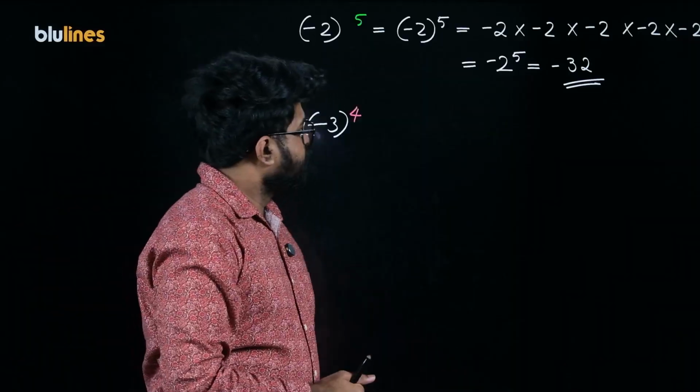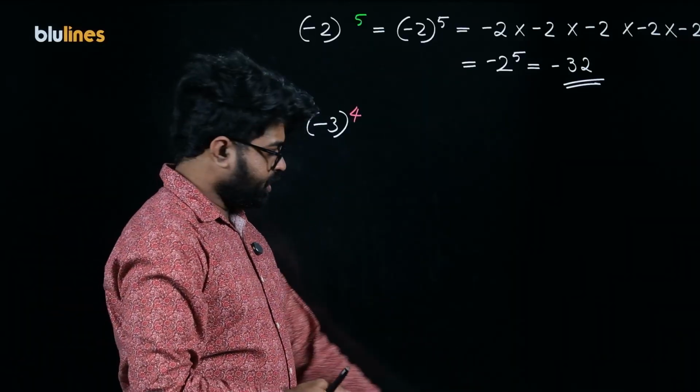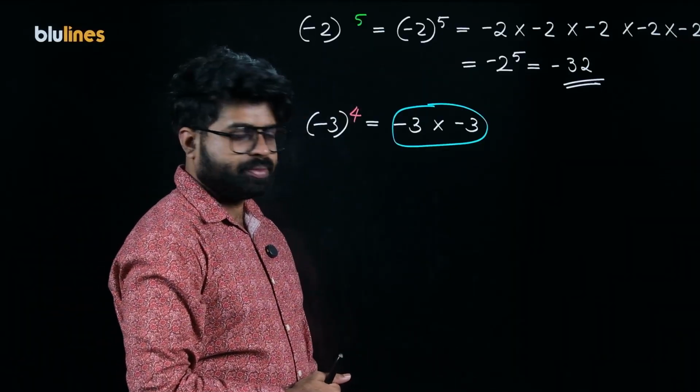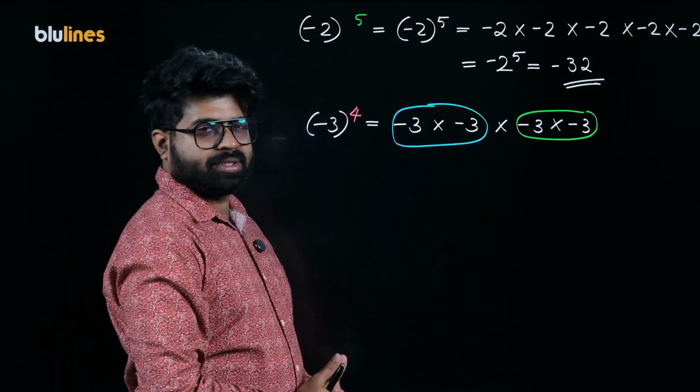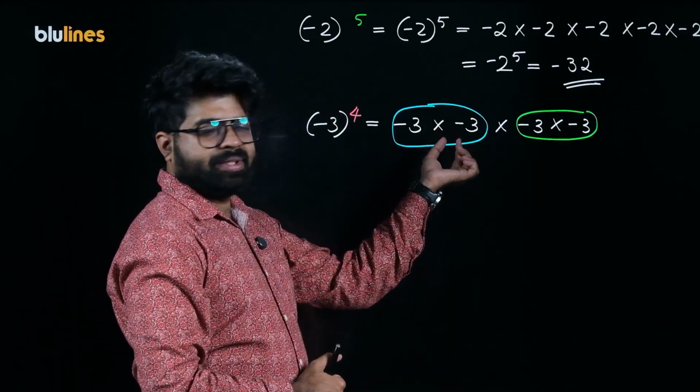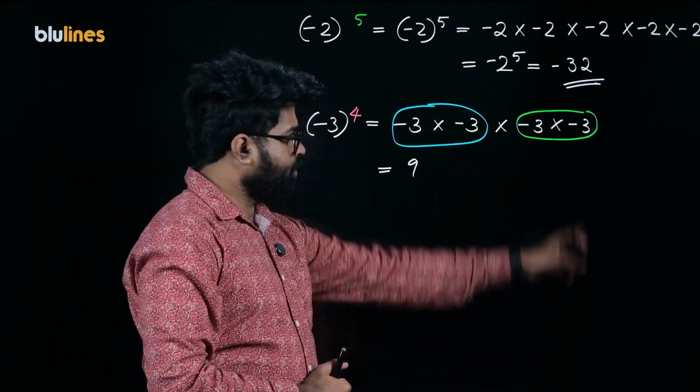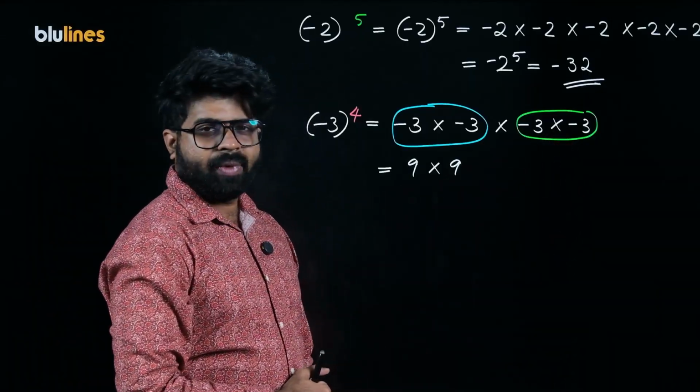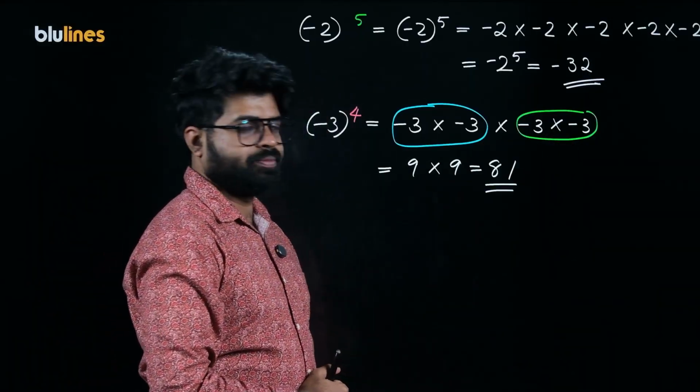Similarly, (-3)^4 is equal to multiplying -3 four times. Now, -3 into -3 is equal to positive 9, and there also we have a positive 9. So, 9 multiplied with 9 is equal to 81.